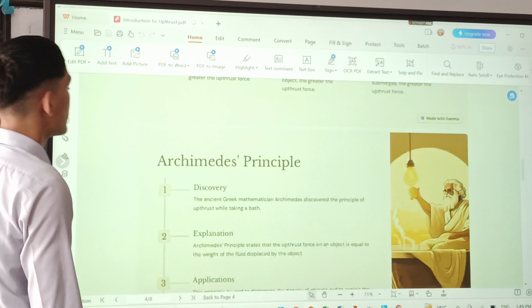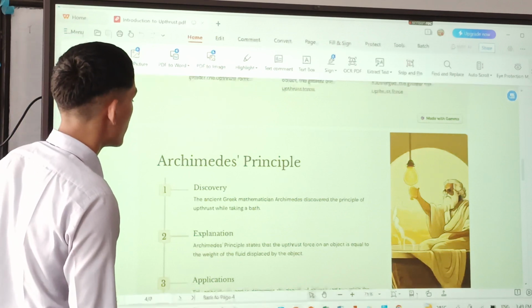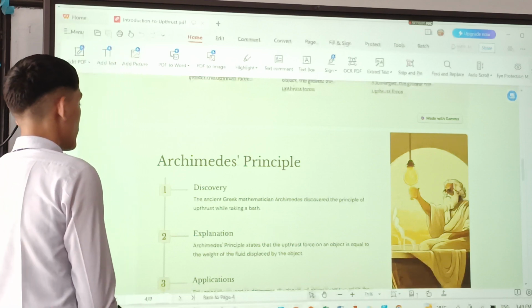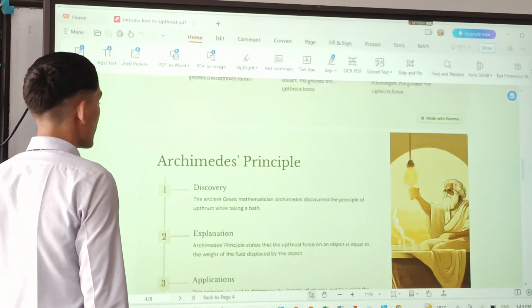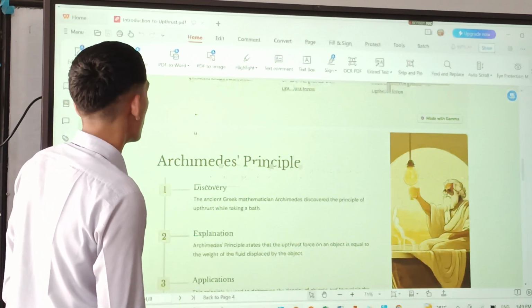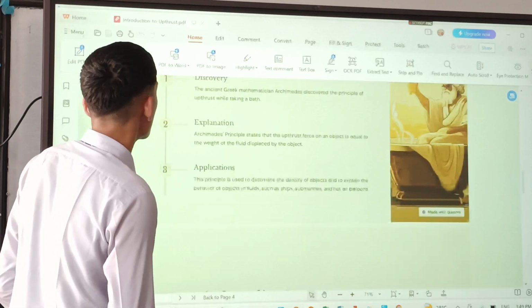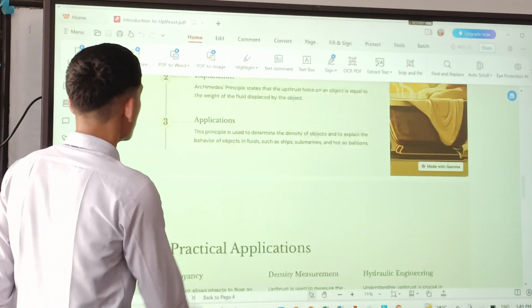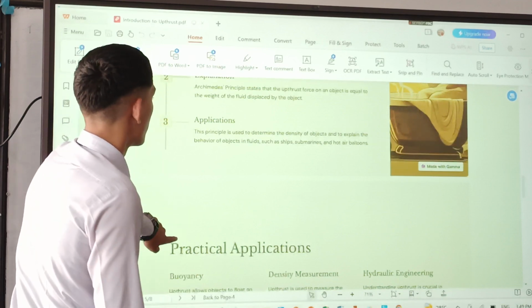Archimedes' principle states that the upthrust force on an object is equal to the weight of the fluid displaced by the object. We know that as per Archimedes' principle, the upthrust force on an object is equal to the weight of the fluid displaced by the object. It is mentioned here.